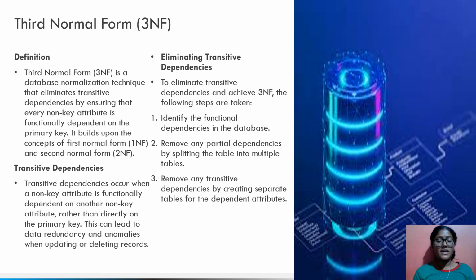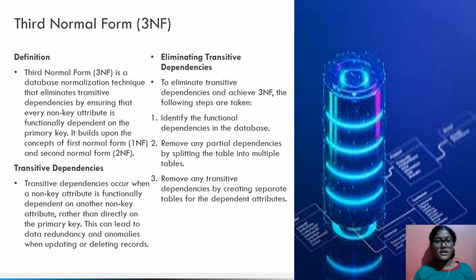So the third normalization technique is third normal form, that is 3NF. So the definition includes: third normal form is a database normalization technique that eliminates transitive dependencies by ensuring that every non-key attribute is functionally dependent on the primary key. It builds upon the concepts of first normal form and second normal form.